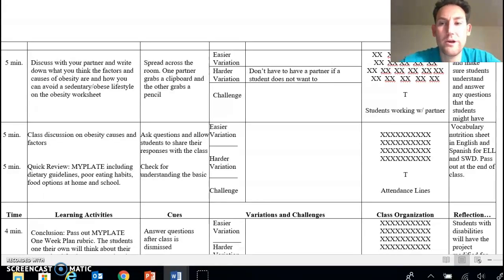At the end of class, this is where I like to try to help out the English language learners and the students with disabilities if they're not understanding. I'll pass out a vocabulary sheet that's in English on one side, Spanish on the other, so that they can learn the words, the terms for the nutrition and obesity lesson.